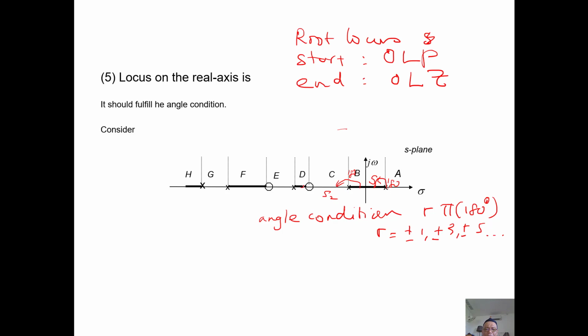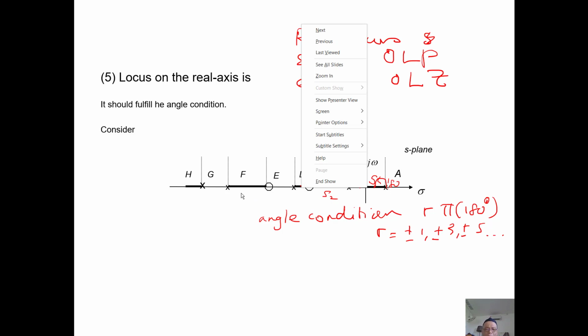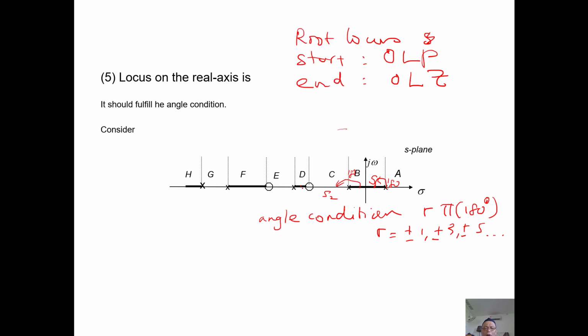Okay, think of this point S3. If you choose an S point here, S3, for example, you see that there's an angle of 180 from here, 180 from here, and also 180 from the zero. So it will fulfill the angle condition. And you continue to here. Here, you see that it will not, because 180 plus 180 doesn't fulfill this one.